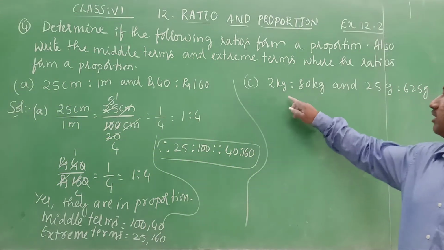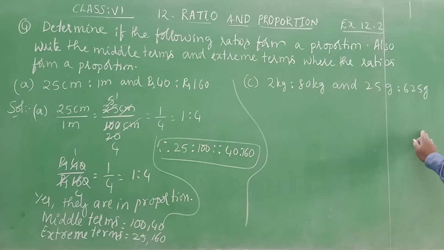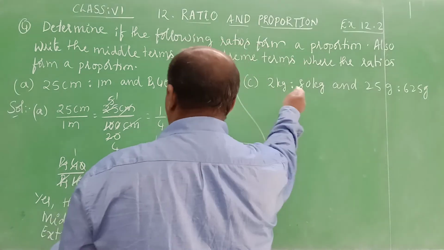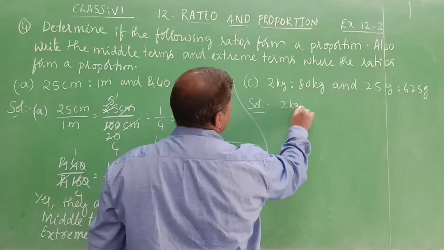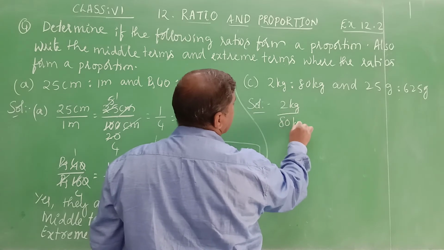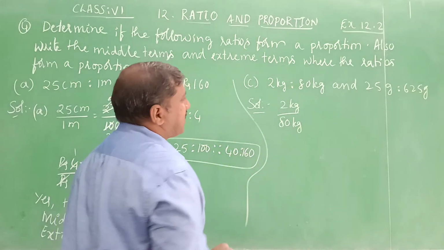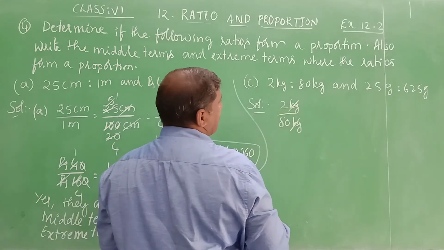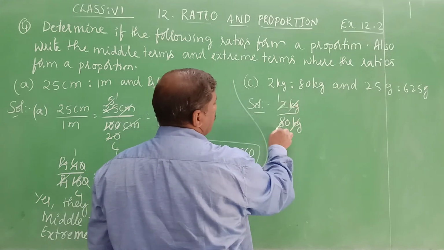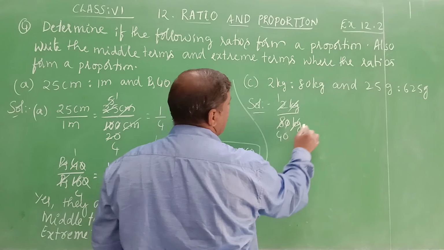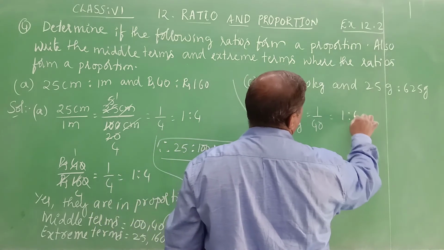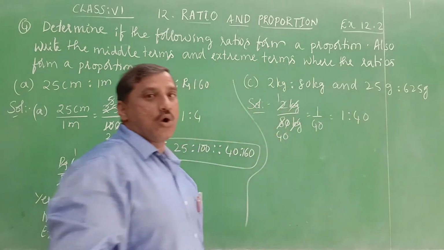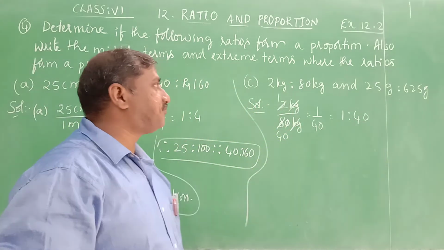Now the C bit. 2 kgs and 80 kgs, 25 grams and 625 grams. So find the ratio of 2 kgs and 80 kgs. That is 2 kg divided by 80 kgs. Kgs and kgs cancel. 2 ones are 2, 2 fours are 8, 2 zeros are 0. That is 1 by 40, which is 1 is to 40, the ratio of the first and second term.